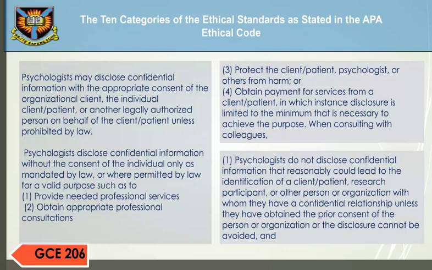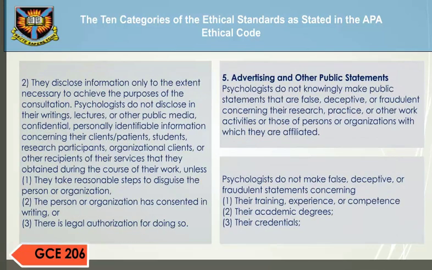When consulting with colleagues, 1. Psychologists do not disclose confidential information that reasonably could lead to the identification of a patient, research participant, or other person or organization with whom they have a confidential relationship, unless they have obtained the prior consent of the person or organization, or the disclosure cannot be avoided. And 2. They disclose information only to the extent necessary to achieve the purpose of the consultation.